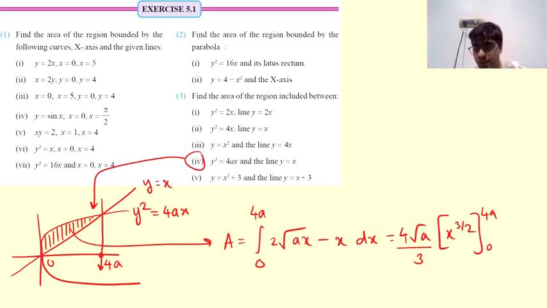We also have to integrate x, which is the integration of which will give us x square by 2, again from 0 to 4a.